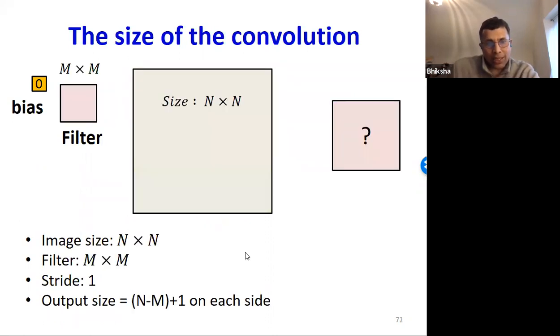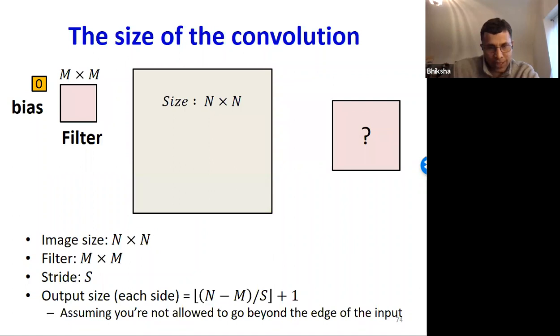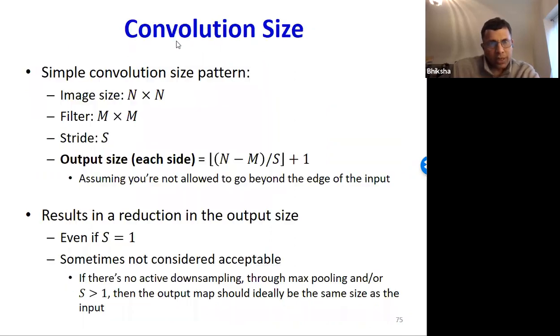Anyways. So the general situation is that if you have a stride of 1, you're going to get n minus m plus 1 on each side. If you have a stride of S, you're going to get n minus m over S plus 1 on each side, assuming you're not allowed to go beyond the edge of the input. And so here is the size of the output. If the image is n cross n, I'm assuming everything is square. We can extrapolate it to non-square images. If the filter is m cross m, filters are usually square, and the stride is S, then the output size on each side is going to be n minus m over S plus 1.